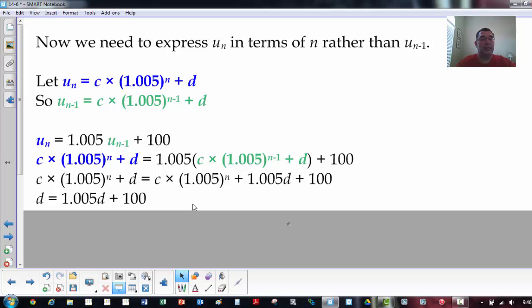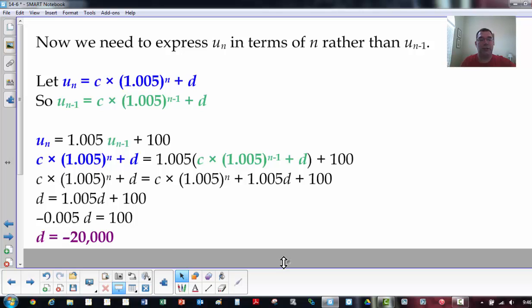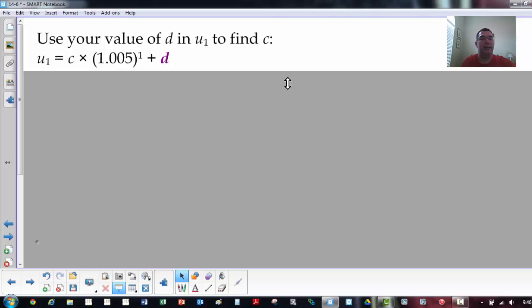So I can simply subtract that off. And I get d on the left, and I get 1.005 d plus 100 on the right. So if I solve that, I get negative 0.005 d equals 100, so d equals negative 20,000. Okay, so I'm going to plug that into u_1, and I'm going to find my value of c.